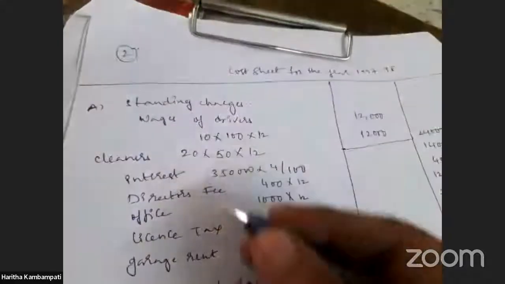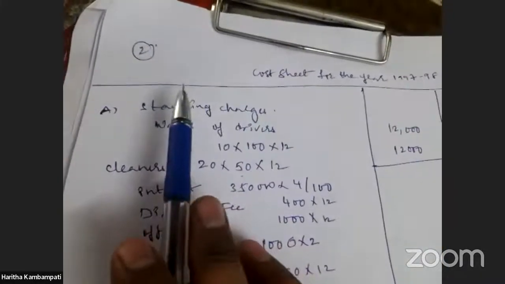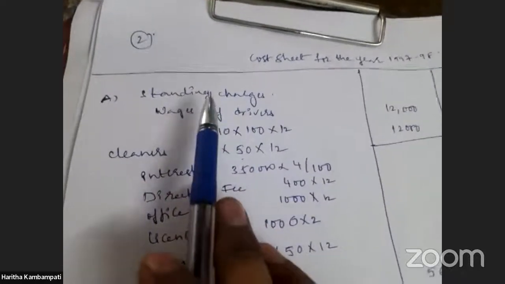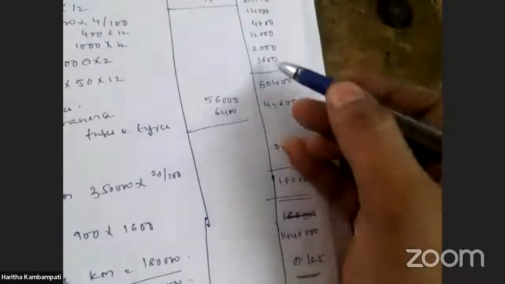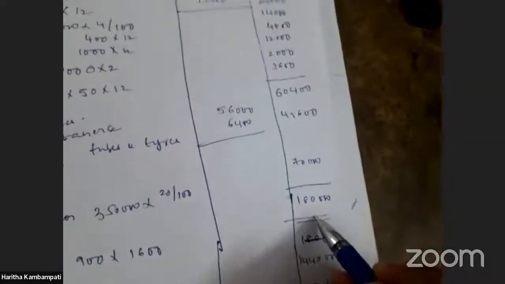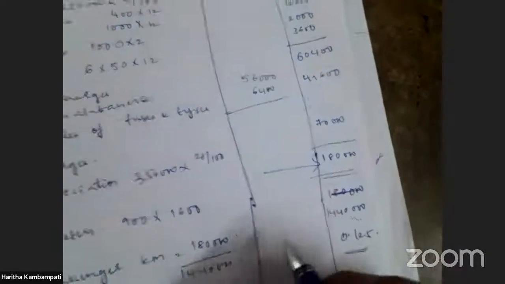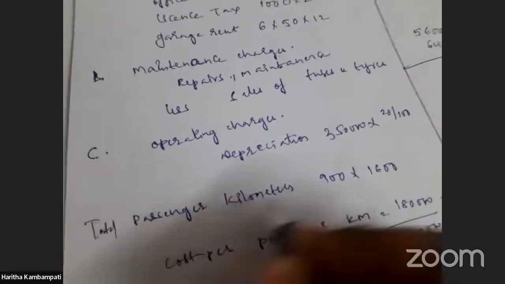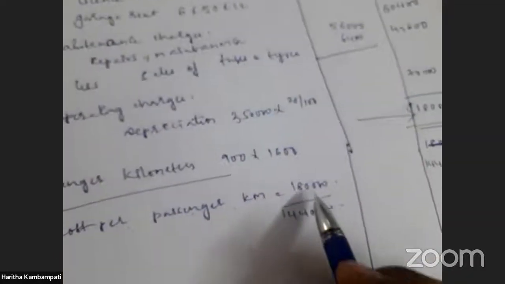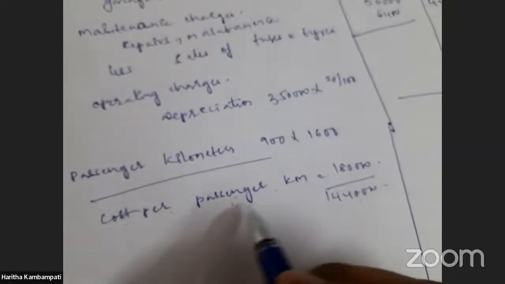Any doubt regarding this problem? First, all the costs are categorized into three ways: standing, maintenance, and operating charges. After adding all the expenses, we will get the total cost. Then we need to calculate total passenger kilometers. So total cost divided by total passenger kilometers is equal to cost per passenger kilometer.